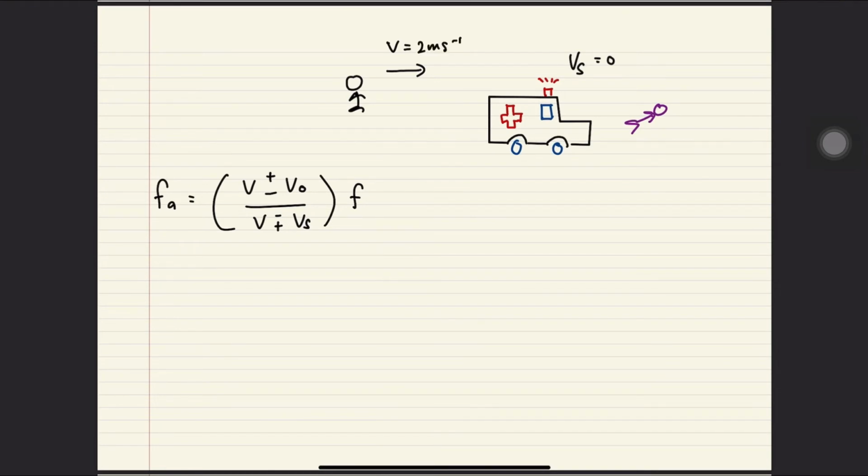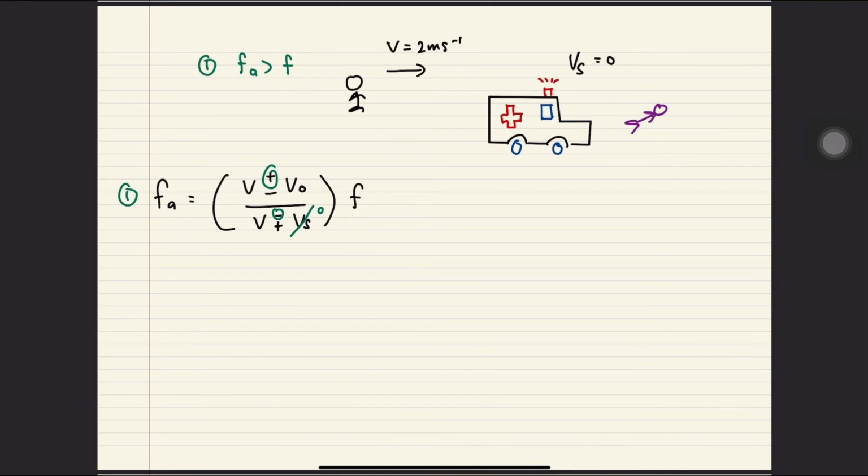Now you have a situation where the observer is running towards the source. So logically, you will hear the frequency higher compared to the actual one. So if that's the case, you will use the top sign convention. Remember that now Vs is equal to 0. You only have VO, the observer.